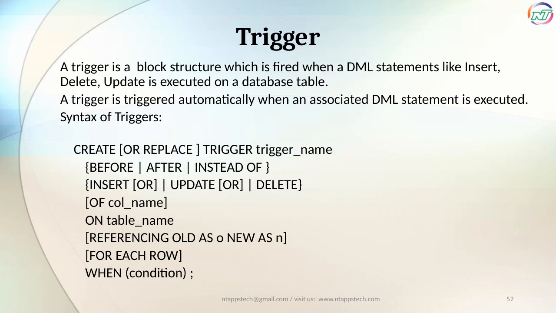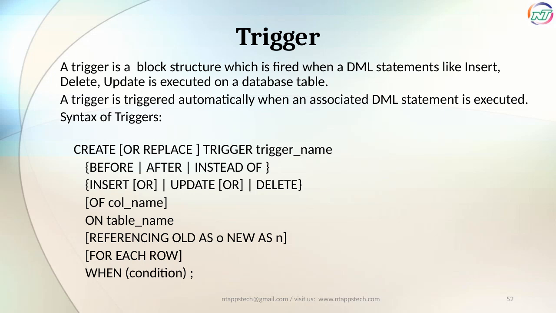A trigger is a special block of code that runs automatically when certain database actions happen, like inserting, updating, or deleting data in a table. These triggers are set to activate before, after, or instead of these operations, depending on how they're defined.